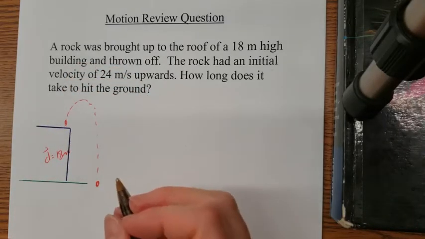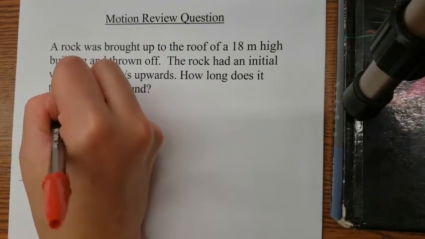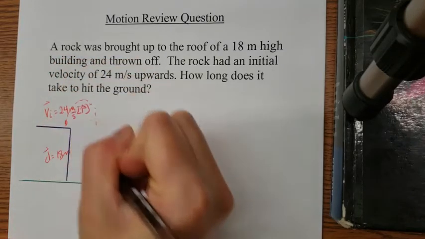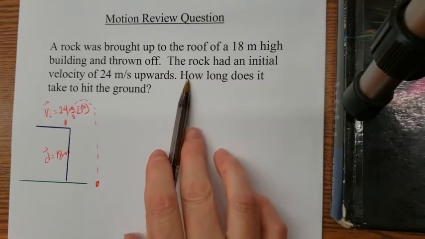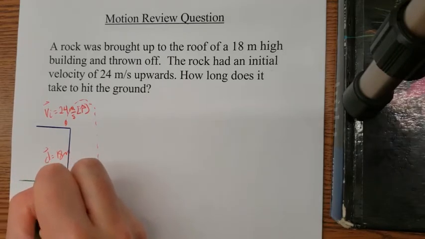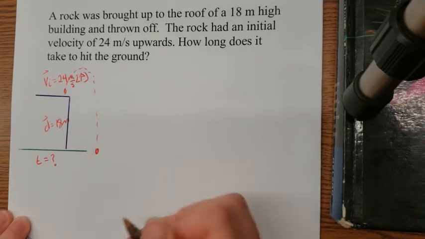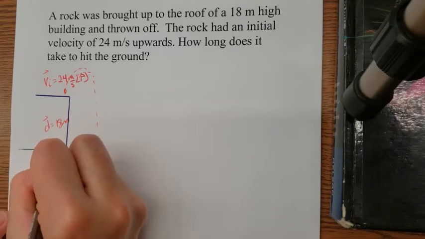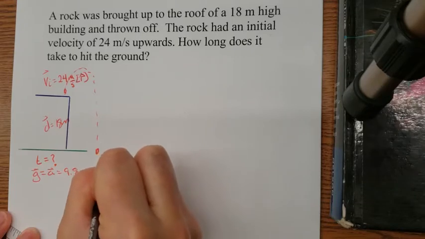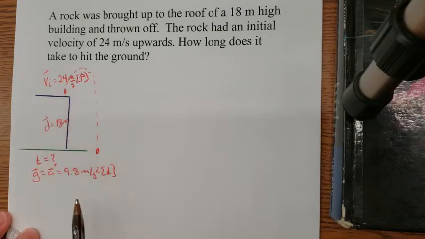I know the initial velocity is 24 meters per second up, so VI is equal to 24 meters per second up. And it says, how long does it take to hit the ground? So I'm actually looking for time. I also know what the acceleration due to gravity is. So I know the acceleration due to gravity is equal to 9.8 meters per second squared in the down direction. My displacement is 18 and my VI is 24.